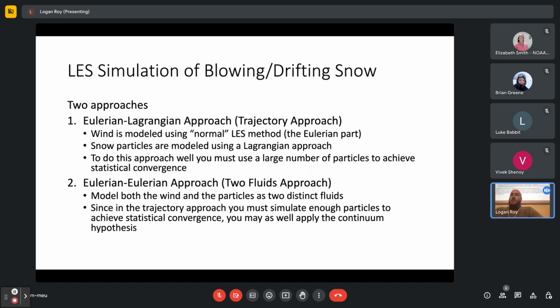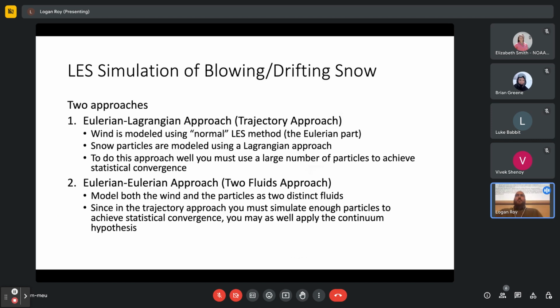That brings us to some considerations for how we represent the particle flows in our LES code. There are two classifications for how we go about doing this. The more intuitive approach, in my opinion, is the Lagrangian or trajectory approach, where you choose a standard LES method with an Eulerian perspective for the fluid, and then you model the snow particles using a Lagrangian approach. Again, this is more intuitive and closer to the physics of the situation. You can do this accurately, skirting around some of the problems with subgrid scale modeling. You have to use a large number of these particles to get statistical convergence.